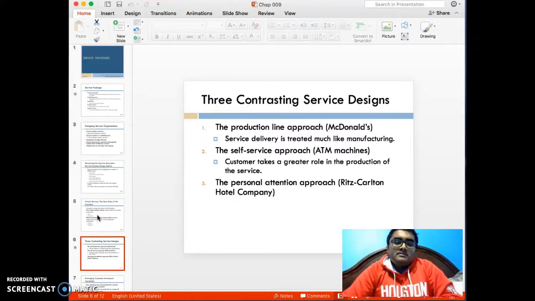There are three service designs. One of them is the product line approach, the other one is self service, and the other one is the personal attention approach. The product line is basically how it's treated in manufacturing. It's a line and you just wait there, and once it's your turn you get called. And then self service is where there's no one that's going to greet you, like an ATM basically. You just enter the information and then it's done.